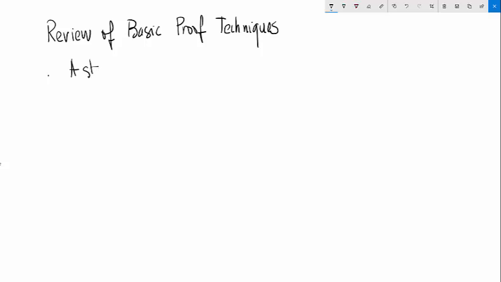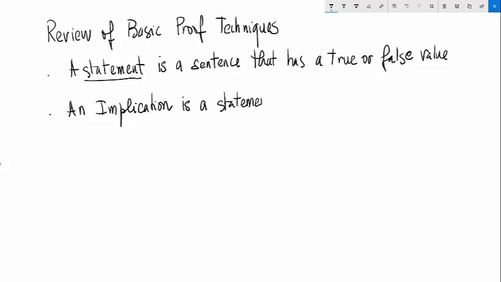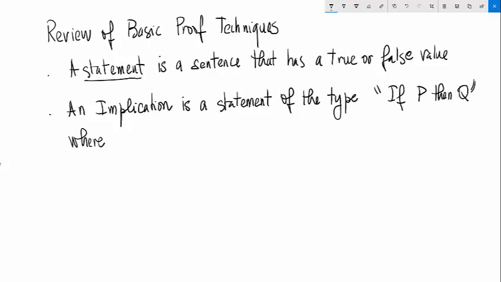First, remember that a statement is a sentence that has a true or false value, and an implication is a statement of the type if P then Q, where P and Q are two given statements.